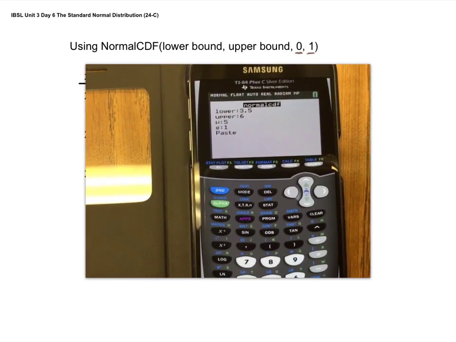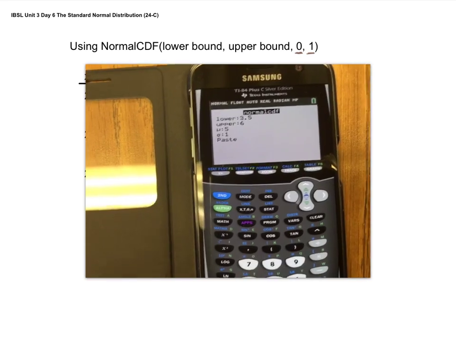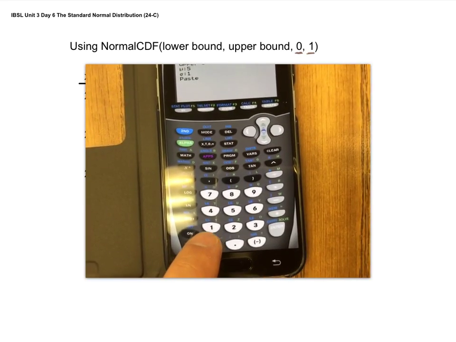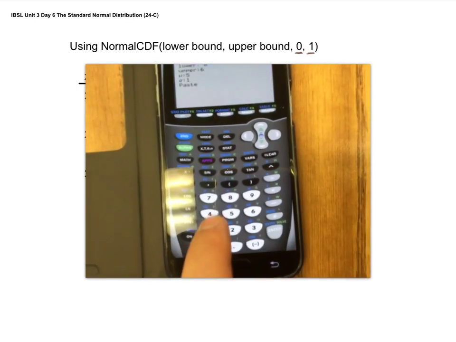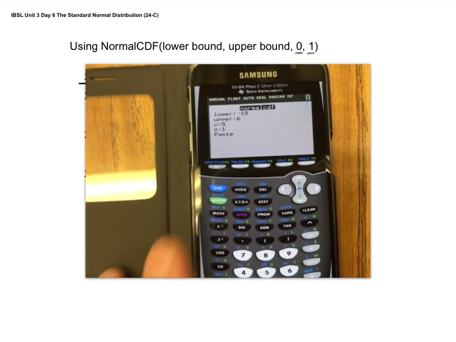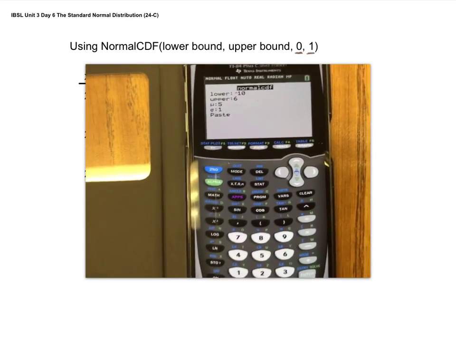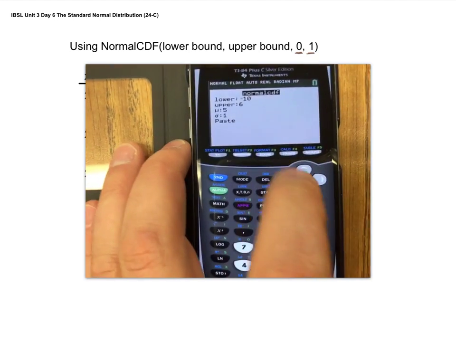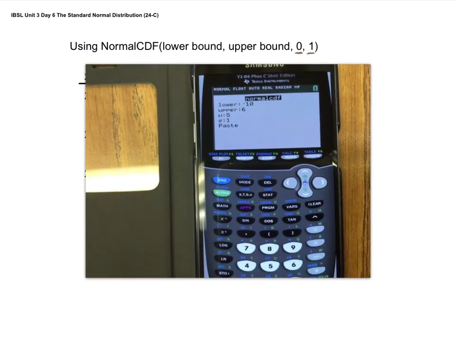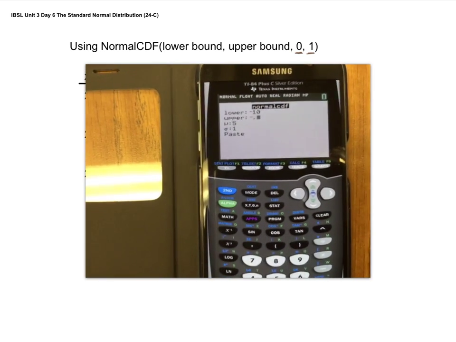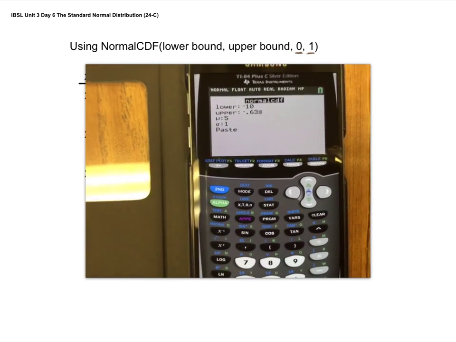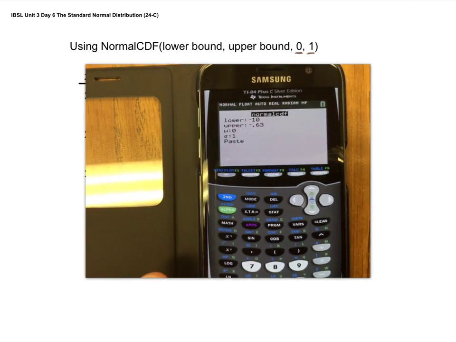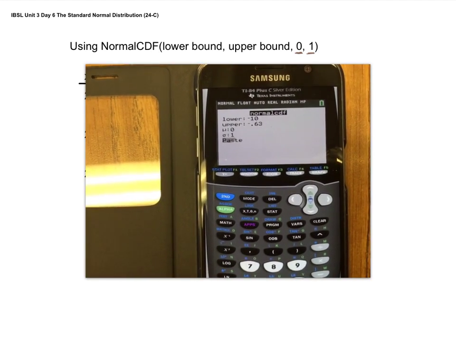So the lower bound, I could just make like a negative 10 or something. I mean, that's going to be 10 standard deviations below the mean. Or you can still just do the negative 999, whatever you want. But then I want the z-score to go up to a negative 0.63. My mean is 0 and my standard deviation is 1.